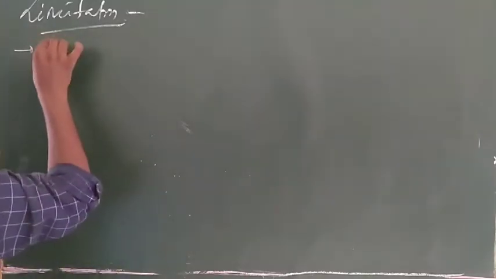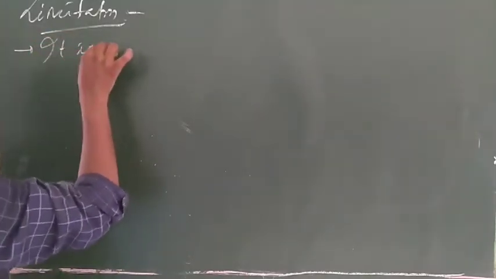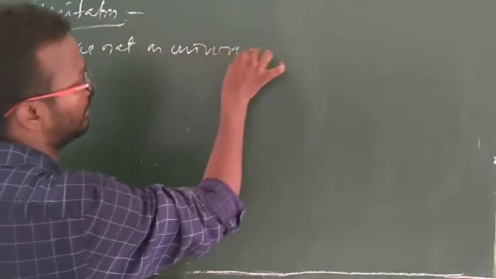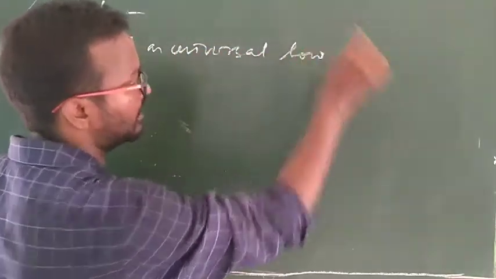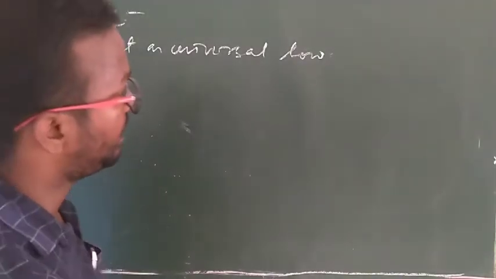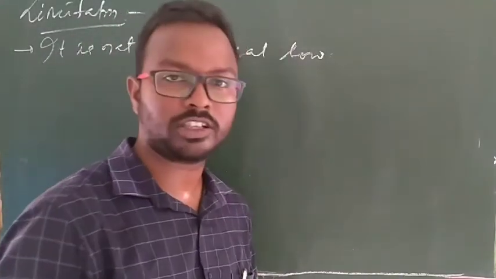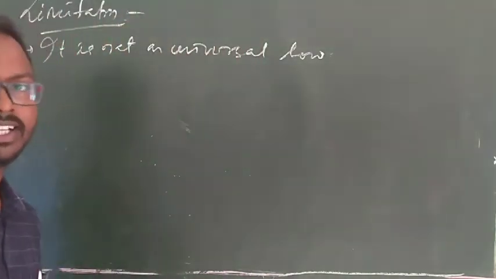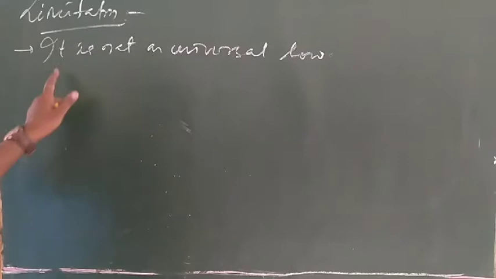Limitation of this law. What are the limitations? This law is not universal. This is not a universal law, because we can find magnetic field strength for an infinite conductor. We cannot find magnetic field strength due to a finite length. Clear? So it is not a universal law.